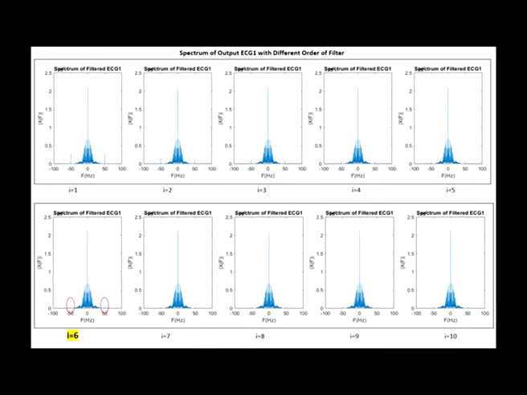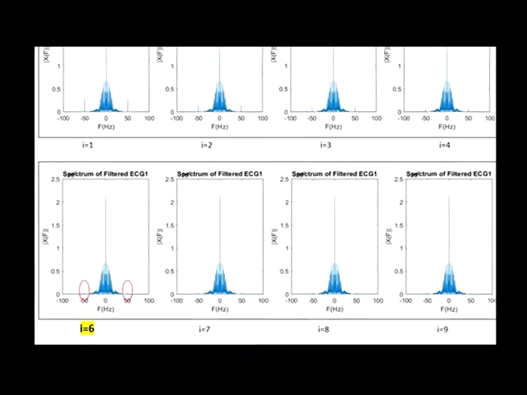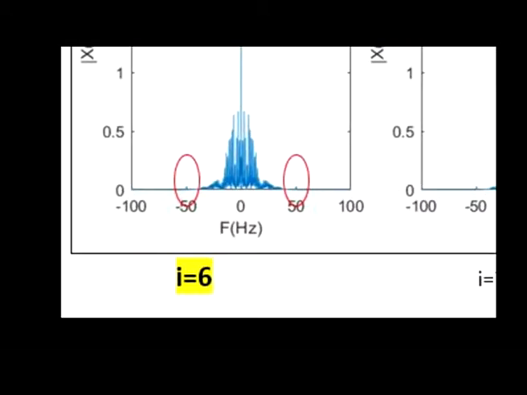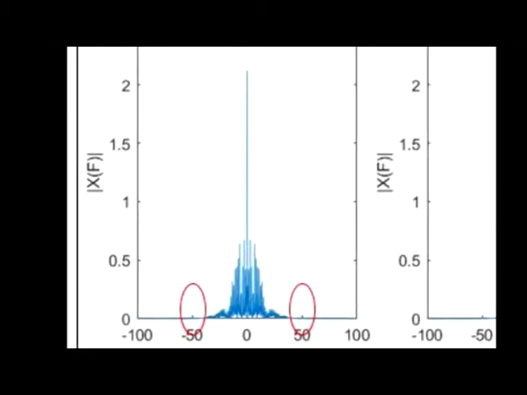Diagrams below show the plot of the frequency spectrum for different orders of filter, starting from I equals 1 until I equals 10. After observing the spectrum of filtered ECG1, we decide the value of the order of the filter. We can see now there are no more spikes after the frequency range of 40 Hz as compared to the original signal.